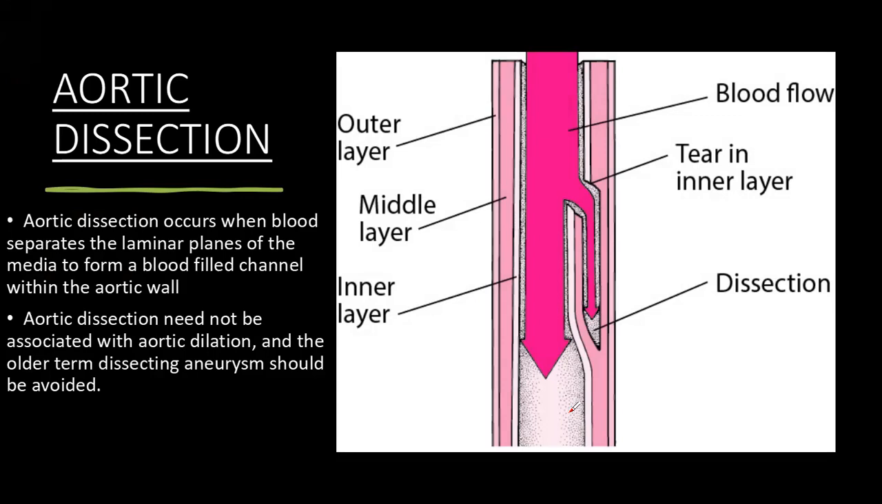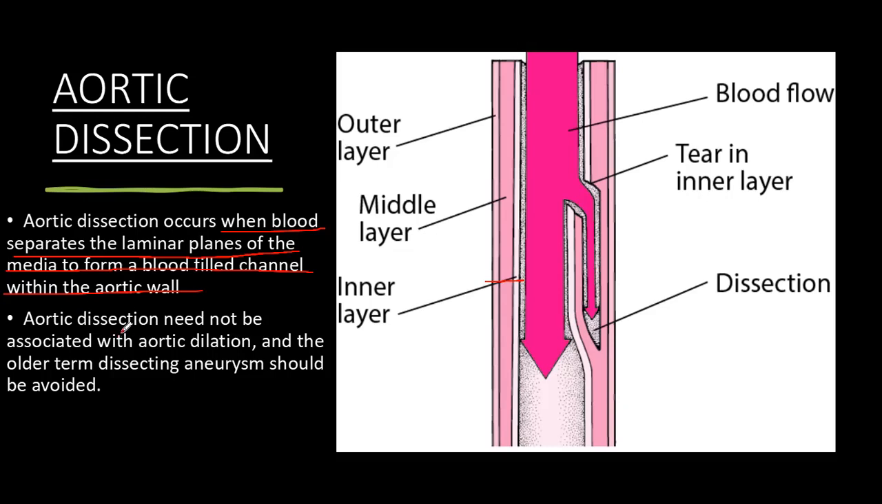So aortic dissection, what is aortic dissection? It simply refers to when blood separates the laminar planes of the aortic media to form a blood-filled channel within the aortic wall. Here you have the aortic wall, that is the tunica intima, media, and adventitia. Then you can see here the blood in the lumen tears the intima. Once it tears the intima, it separates the laminar planes of the aortic media to form a blood-filled channel within the aortic wall. Now that is dissection.